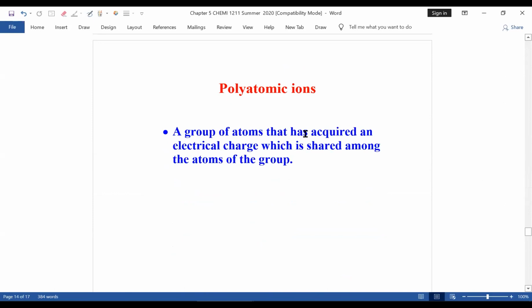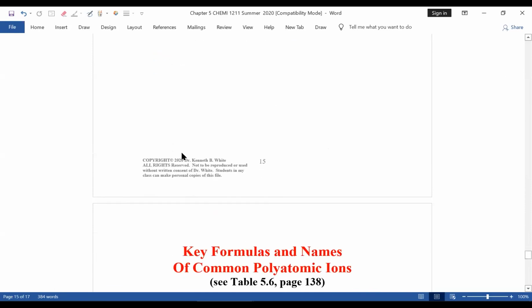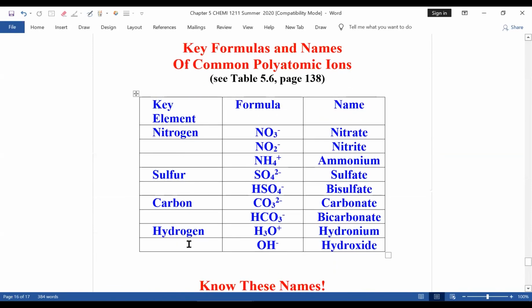They're a group of atoms that have acquired an electrical charge, which is shared among atoms of a group. So you can have atoms connect together, existing as a group that has a charge. We call these polyatomic ions. I'm not going to go through the nomenclature. Now, there are a couple of key ones I'd like you just to be familiar with. And let's look at some of these.